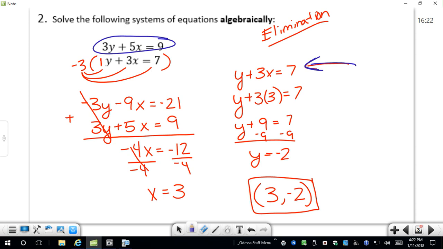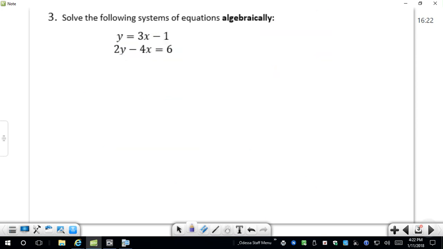All right. So let's move on to number 3. Again, guys, we have another system here. Solve the following systems of equations algebraically. Now, guys, remember, when they tell you to solve something algebraically, they're really usually giving you a choice here. Remember, it's a choice between elimination and substitution.